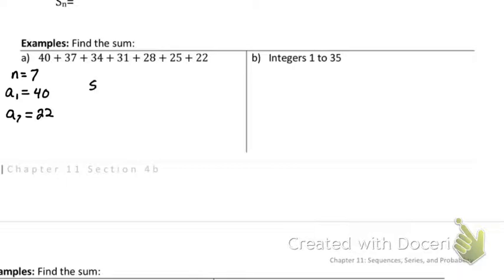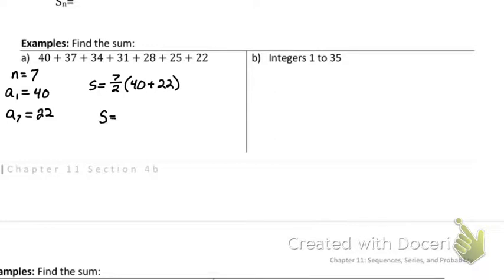Our sum is how many pairs do I have? Well, note we have an odd number. That's okay. The odd number is still going to work. We're just multiplying by an odd decimal. 7 divided by 2 is still going to work. So you don't have to have an even pair, and it will still work. And then we'll do our first number, which is 40, plus our last number, which is 22.